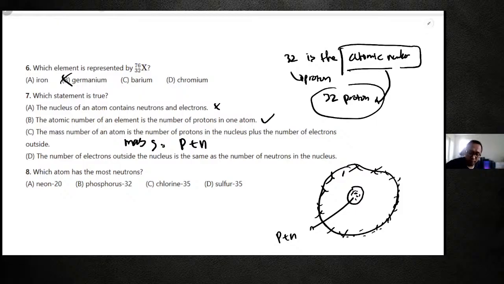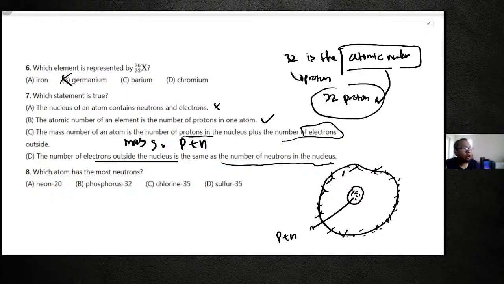Option C is incorrect. Mass should be proton plus neutron, but here it says the number of protons plus the number of electrons. No, it should be proton plus neutron, not proton plus electron. The number of electrons outside the nucleus is the same as the number of neutrons in the nucleus? No, it is only true in some rare cases, not a rule. So the correct answer should be B.